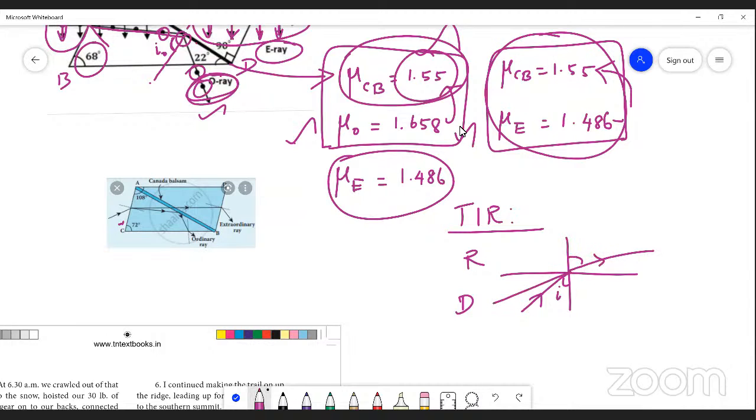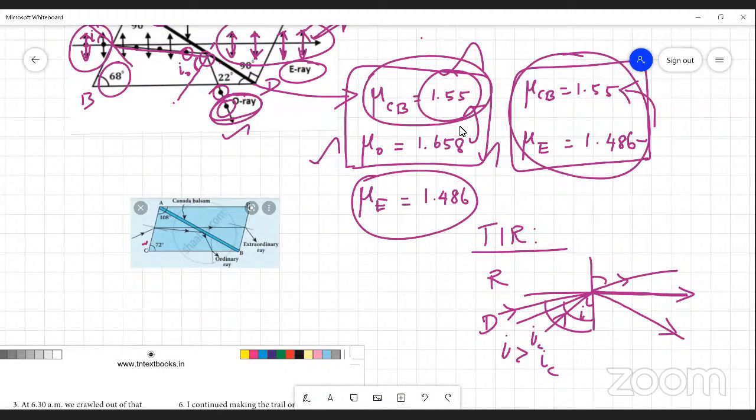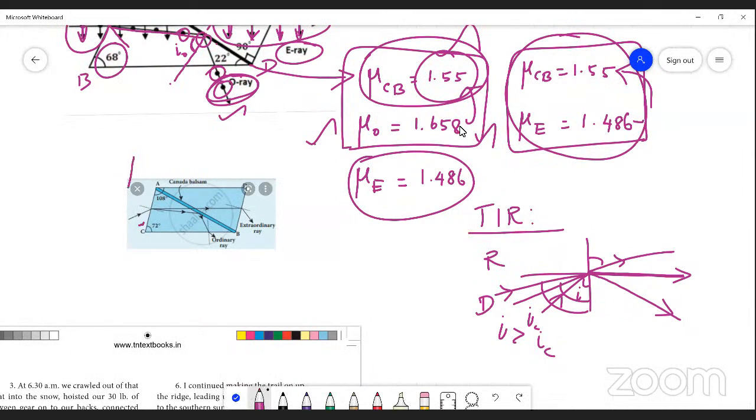Yes. When reaching a particular angle of incidence, there is no refraction. I mean, the refracted ray almost merges on the surface. This is greater than the critical angle. The angle of incidence is greater than the critical angle, so refraction is not possible. The ray should be totally internally reflected, which is a very, very important point. The ordinary ray undergoes total internal reflection.